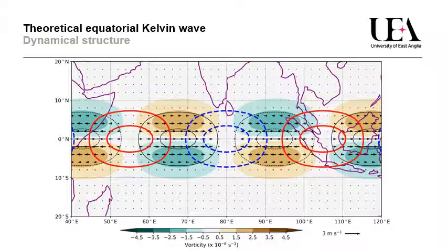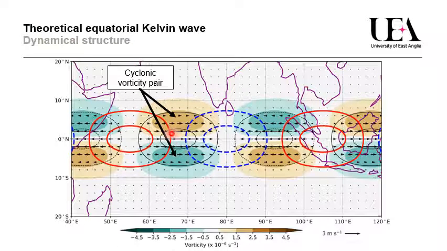If we look at a theoretical Kelvin wave, here's the dynamical structure of one. You can see I've got wind vectors plotted here. They're all in the east-west direction. There's no v wind. They're a maximum at the equator, and they decay north and south with a Gaussian structure. That leads to, in this case, a cyclonic vorticity pair. The vorticity is shown by colour shading here. We have positive to the north and negative to the south. They're both cyclonic. The other key feature here is the blue dashed lines, which show the region of convergence between the westerlies here and the easterlies there.